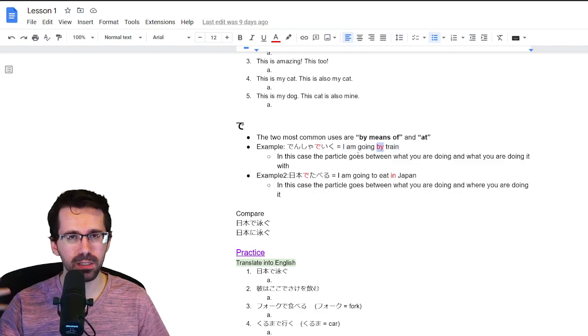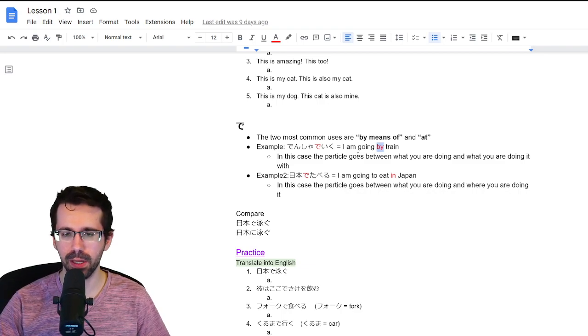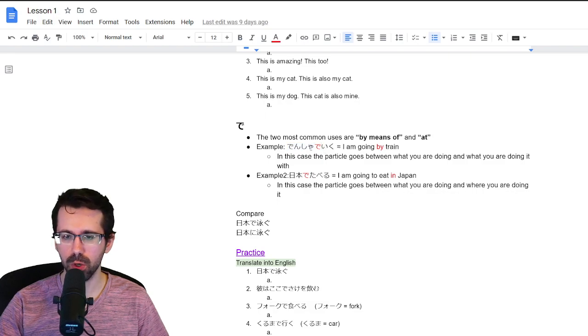But again, it's good to kind of think about it in a few different ways and clearly showing that densha here is a tool. We're using the train in order to go. That's that first meaning of de.